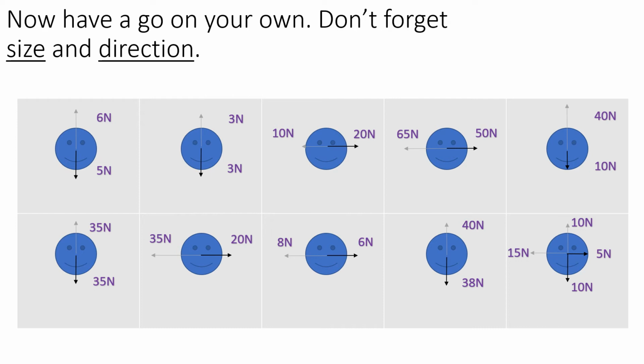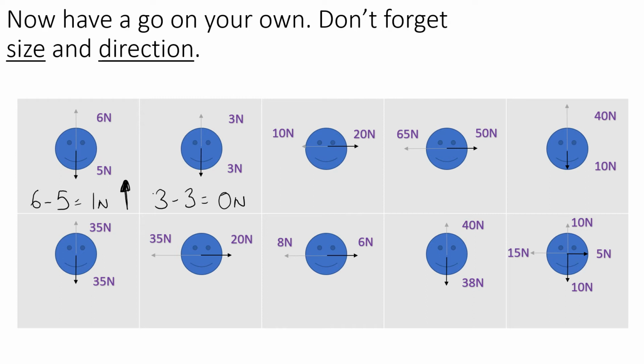Okay, so answers. This first one, we've got 6 newtons upwards and we've got 5 newtons down. So we do 6 minus 5, which gives us 1 newton, and it's going to go upwards. Now the next one, we've got 3 up and we've got 3 down. 3 minus 3 gives us 0. So there's going to be no resultant force.